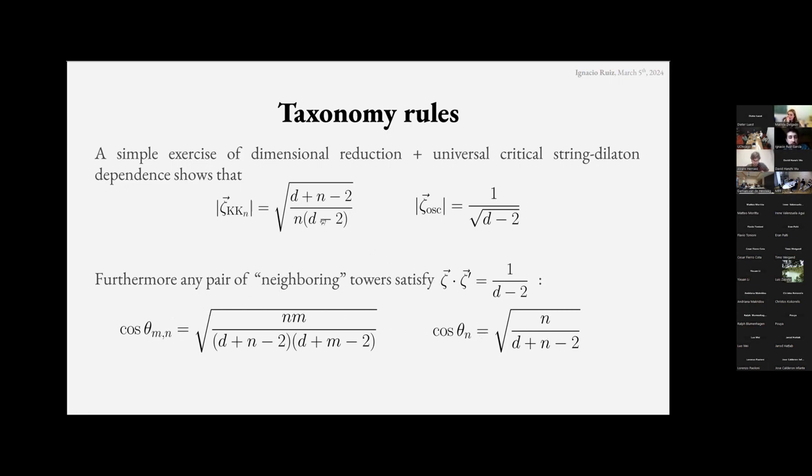It's also worth mentioning that in both expressions, when in the KK case we send one of the n to infinity, what we recover are the expressions for the emergent string limits. So at least for these taxonomy purposes, we could understand the emergent string tower vectors as just the compactification of an infinite number of internal dimensions, although this is not what is actually happening.